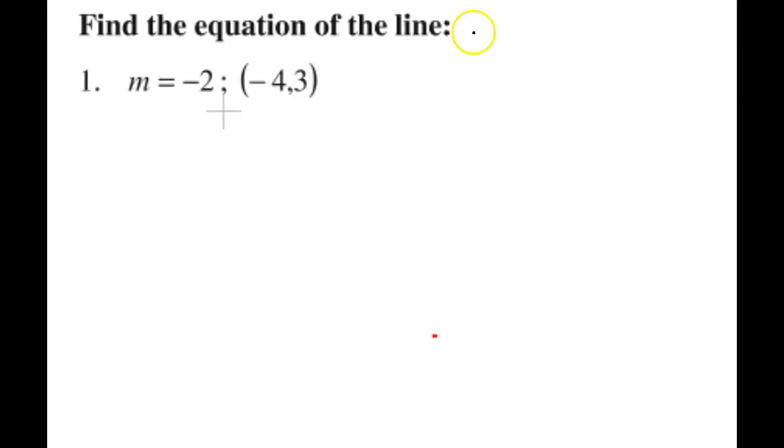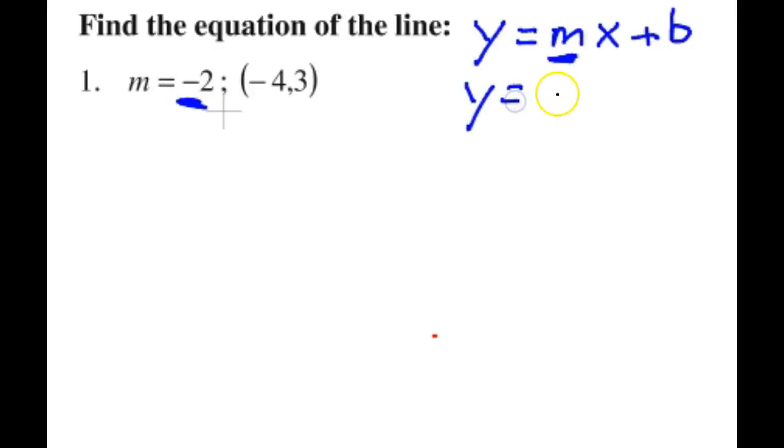Remember, for equations, we want slope-intercept form, which is like this. So we need to have our slope, which they actually give us here. So we're already halfway there. We already know this is going to be y equals negative 2x. But then we also need the b, which is the y-intercept. So that's the part we don't know.